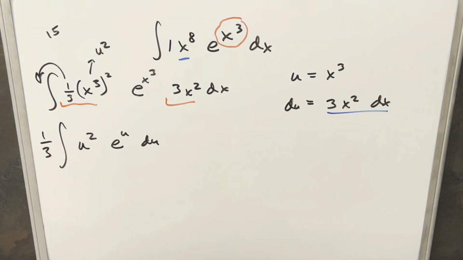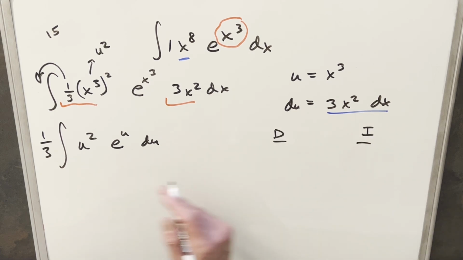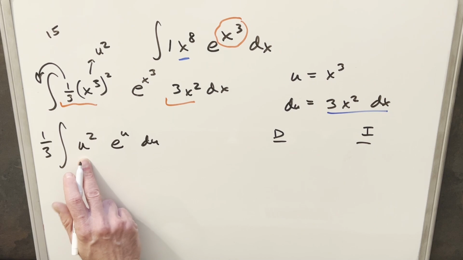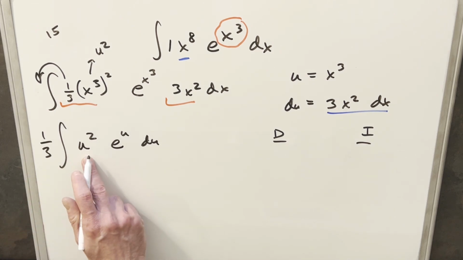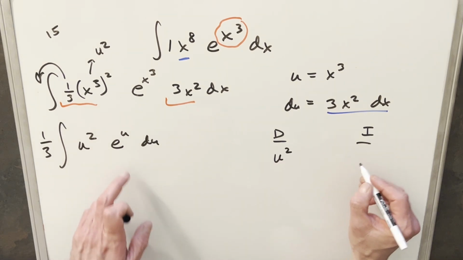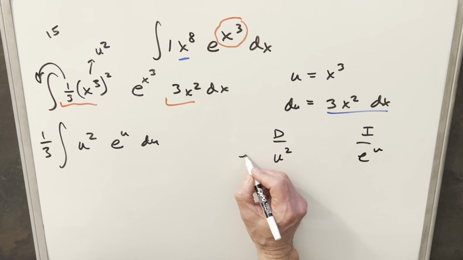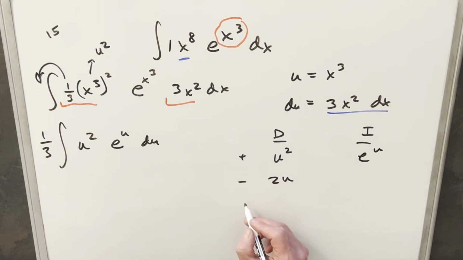I'm going to do the DI method or tabular integration over here to the right. And I definitely want to differentiate the u squared because if we differentiate the u squared, it's going to simplify and eventually differentiate to 0. So let's see how this works. We'll differentiate u squared and we'll integrate e to the u. Take a derivative here. This is going to be just 2u. Do it again. This is just going to be 2. And do it one more time. And we get our 0.